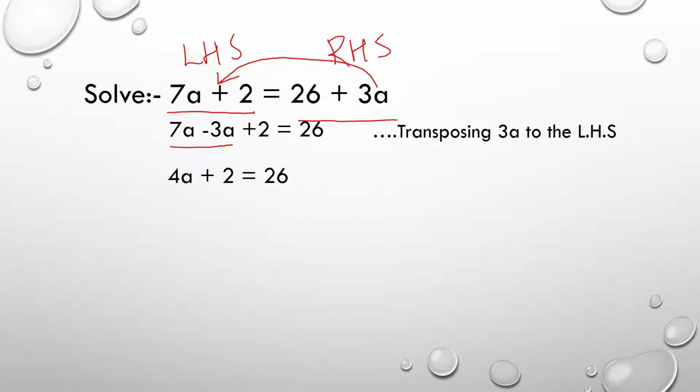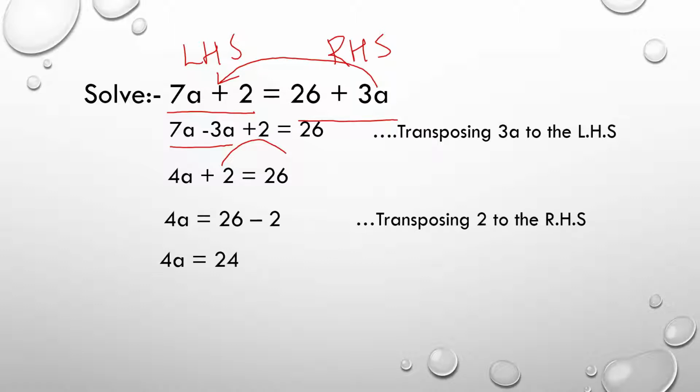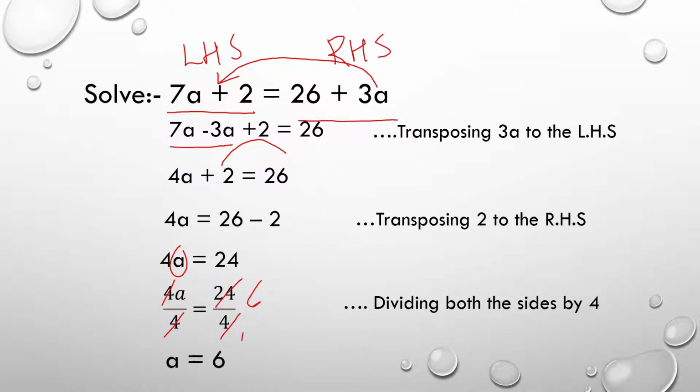Now again, you are transposing plus 2 to the right hand side. So after transposing, you have to solve it. So 4a is equal to 26 minus 2, that is 24. Now we have to find the value of a. So you have to remove this 4, so dividing by 4 on both the sides. Here 4 and 4 will get cancelled. 4 ones are 4, 4 6s are 24. So the answer is what? a is equal to 6. So a is equal to 6 is the answer here.